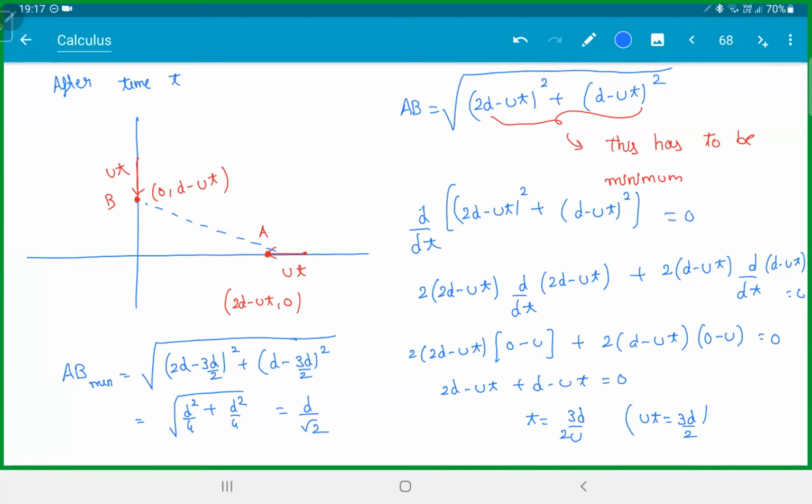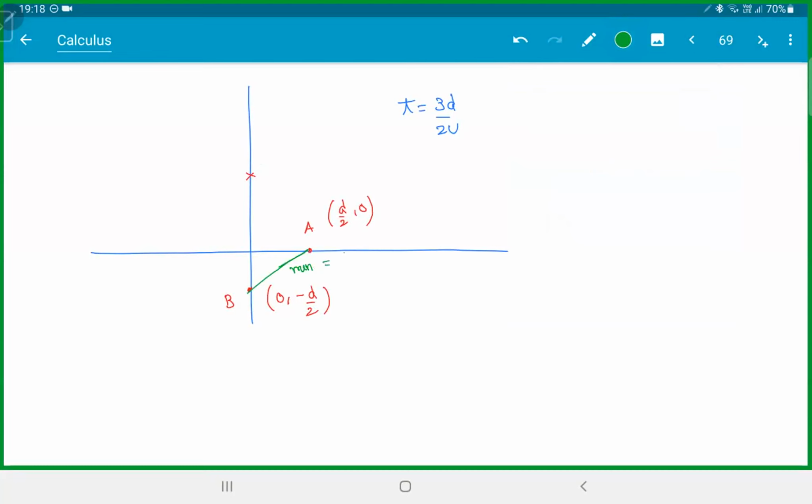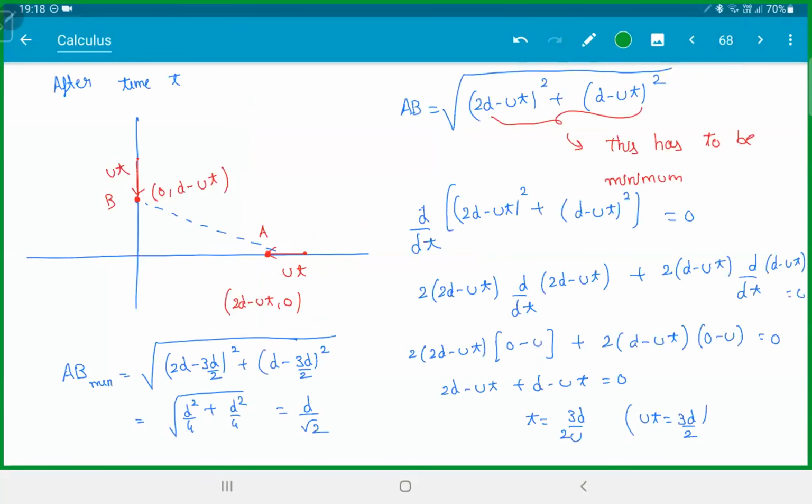And you know, where does this occur? If you look at the time here, when time is 3d by 2u, B has gone from here to this point, 0 comma minus d by 2, and A has come here, d by 2 comma 0. This was the minimum distance. This position gives you the minimum distance. Please check the steps.